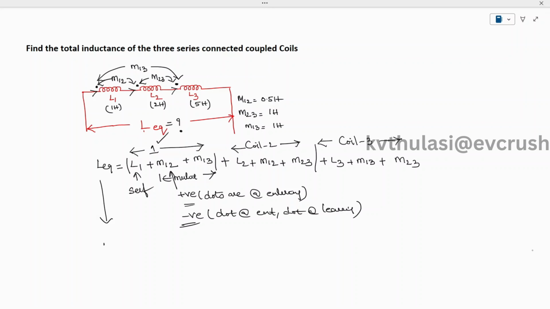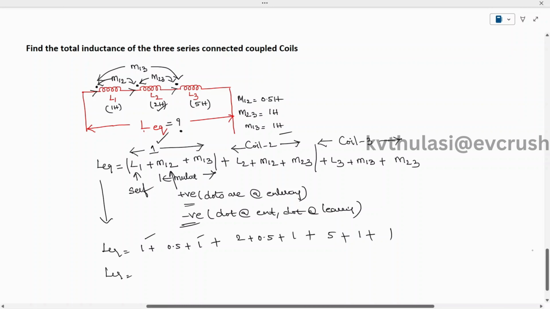Now just substitute the values. L equivalent: L1 is 1, M12 is 0.5, and M13 is 1. Plus, L2 is 2, M12 is 0.5, plus M23, which is 1. Plus L3 is 5, M13 is 1, and M23 is 1. Now just add all these: 1 plus 1 plus 1, 2, 2 plus 2, 4, 5, 10, 11, 12, and 0.5 plus 0.5 is 1, so we get 13 henries as the value of L equivalent.